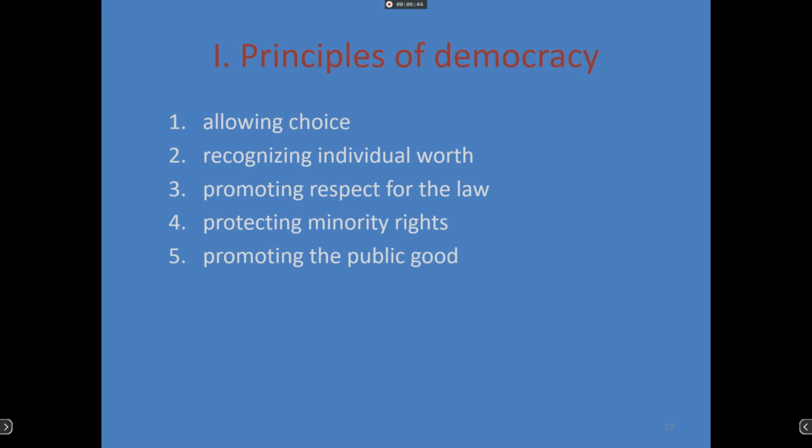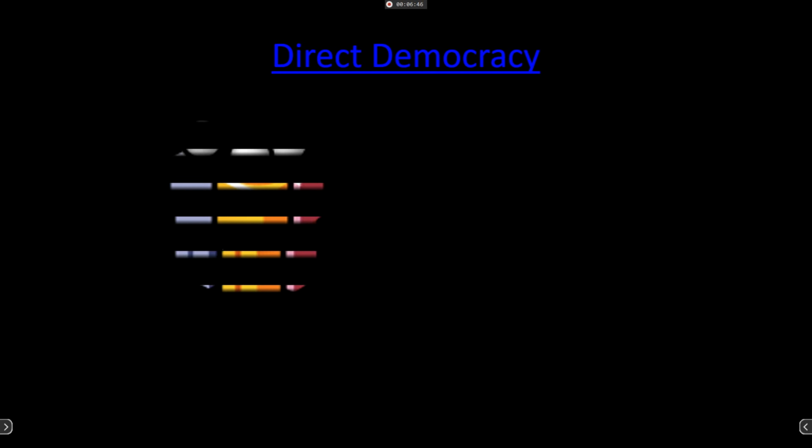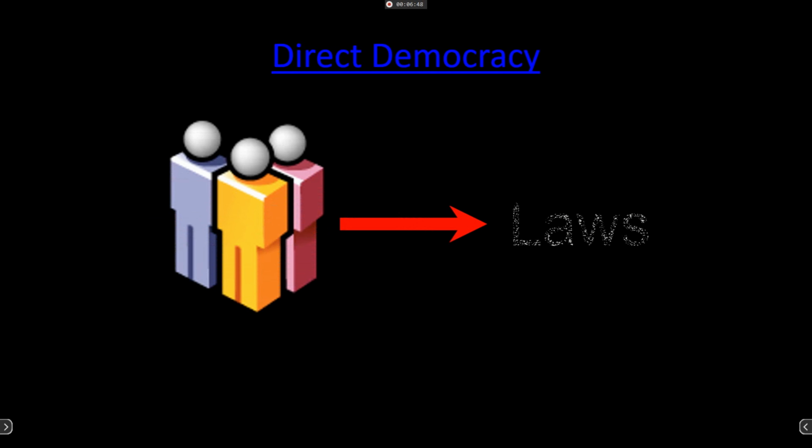So there's two types of democracy. There is a direct democracy in which you have people who make the laws. It's that simple. Anyone can make any laws they would like. Of course, it would have to be voted on, and if a majority of the people approve of the law, then it would become a law. But everyone has the right to make laws.